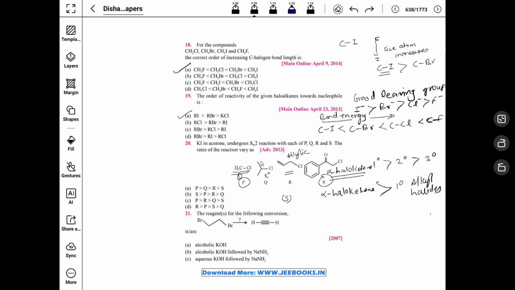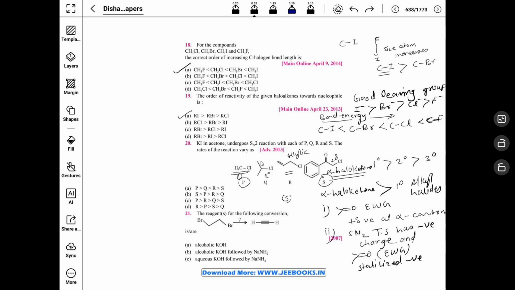Why is it so? There are two reasons. First, this carbonyl group is an electron withdrawing group, and therefore this creates a partial positive charge at the alpha carbon, which increases the electrophilicity of this. And second reason, in the SN2 mechanism, the transition state has negative charge, and the carbonyl group is an electron withdrawing group. Therefore, it stabilizes the negative charge. Therefore, the reactivity of S will be higher.